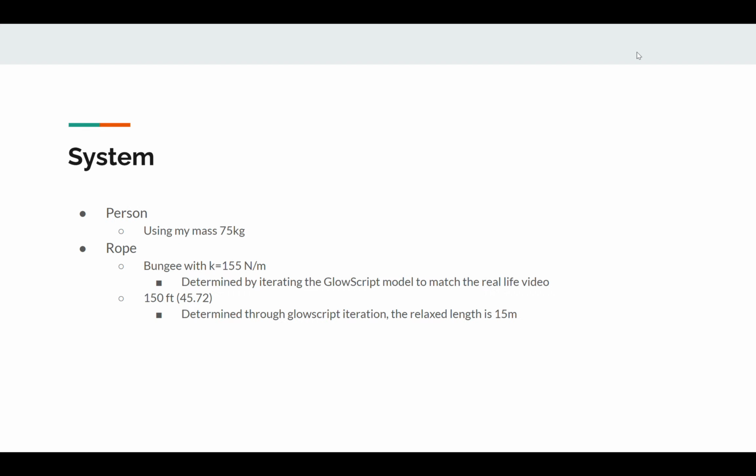Our system, right? So we're going to be using a person. My mass is more like 72 kilograms because I'm like a skinny queen, but we're just going to use 75. And the rope is a bungee with K equals 155, and it's determined by iterating the GlowScript model to match real life video. And the rope is 150 feet, which is again determined through GlowScript.